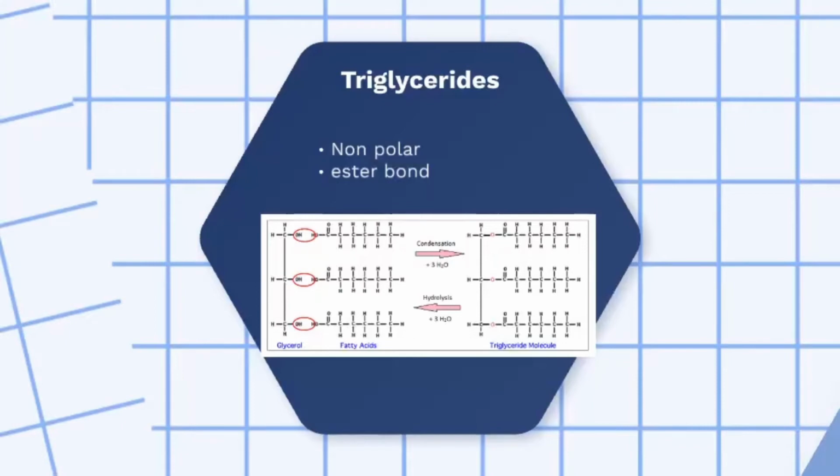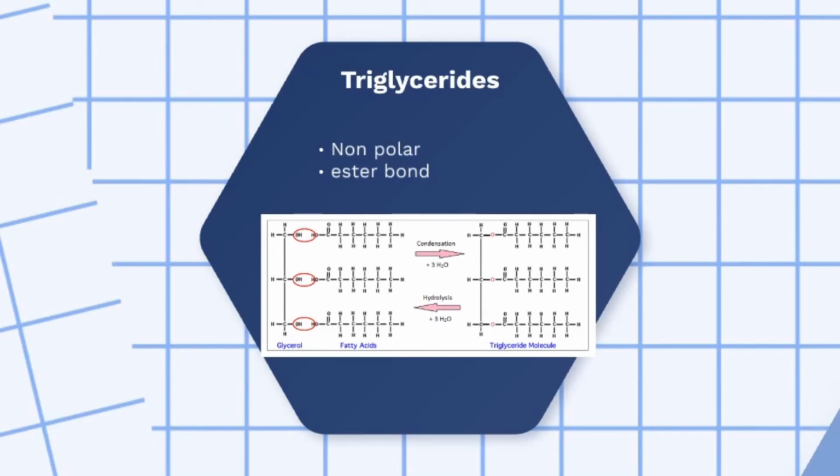Triglycerides are formed when fatty acids react with glycerol. Glycerol is an alcohol that contains 3 hydroxyl groups, OH groups. In each triglyceride, there is 1 molecule of glycerol and 3 fatty acids. During the reaction, water is produced, and this is another example of a condensation reaction. The bond formed in this reaction is called an ester bond, and this reaction can be called esterification.